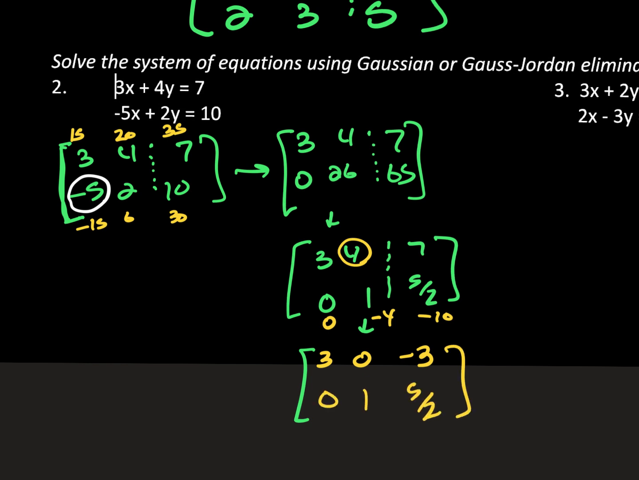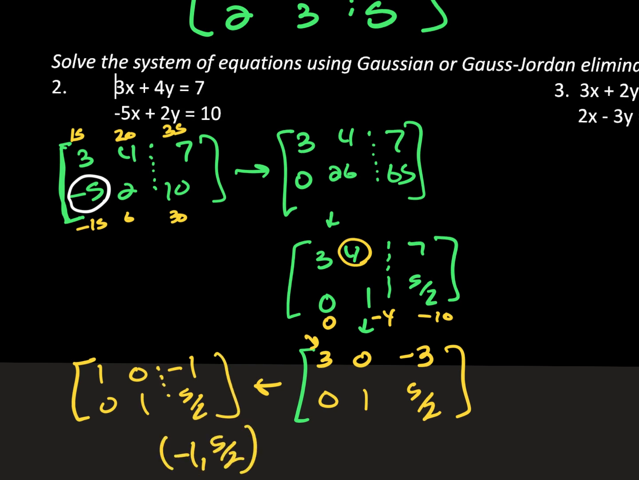And then to finish up, I'm just going to divide the top row by 3 because I need a 1 right there where that 3 is. So I'm going to go 1, 0, -1, 0, 1, 5 halves. Boom, boom, boom. My answer is -1 for x and 5 halves for my y. And you can check that by plugging it back in if you want to.